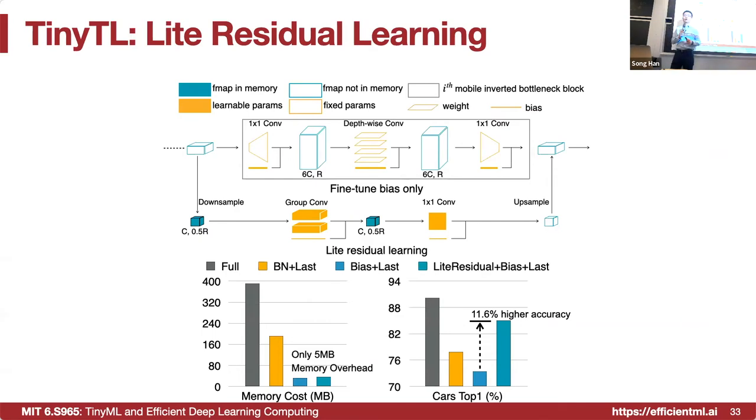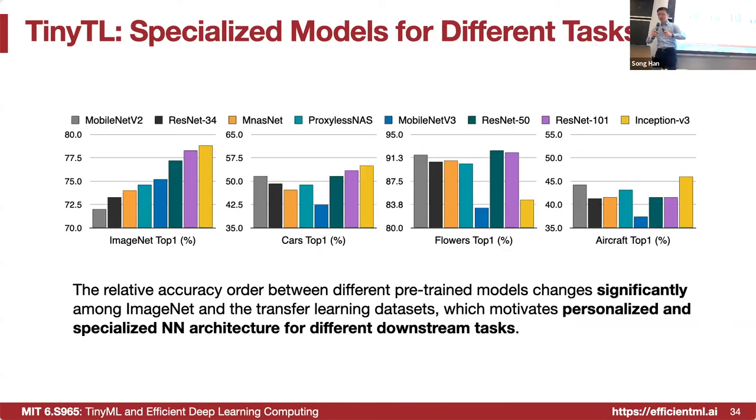Any questions for bias-only update and also the light residual learning? Make sure we are on the same page. Question: isn't there a bias plus lite residual? Does it also include the batch norm? No, it doesn't include the batch norm. The advantage is that you can actually fold the batch norm into the conv layer for inference. That's a very good question. Batch norm folding is very popular on edge devices.